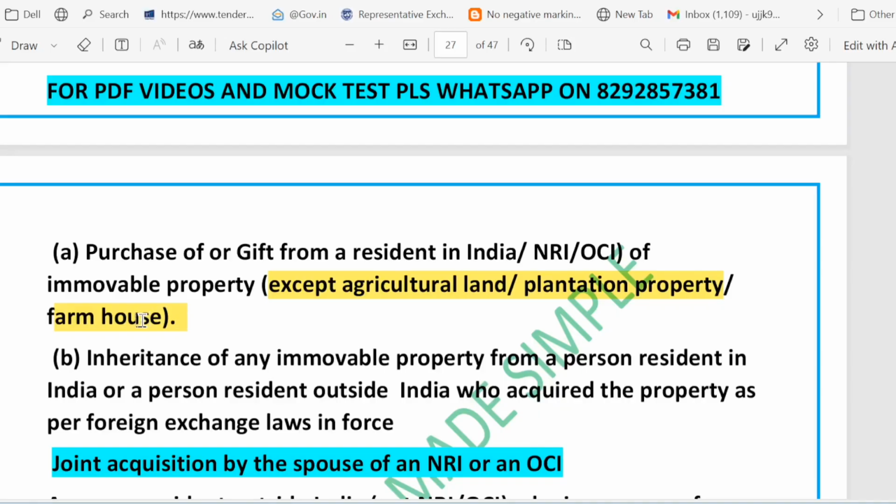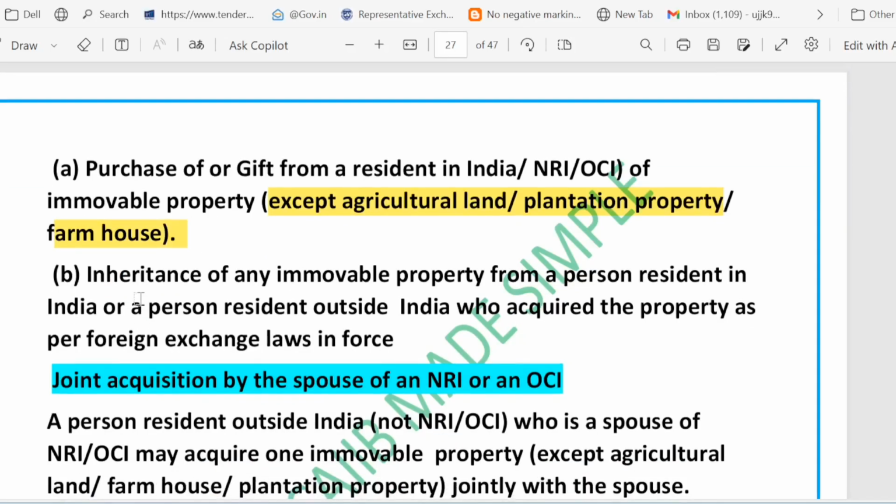What about the inheritance? See, you can inherit immovable property from somewhere in India. So you can inherit any immovable property from someone in India or from an overseas person who had acquired that property lawfully under foreign exchange rule. So inheritance is therefore usually allowed even for property that a non-resident cannot directly buy.